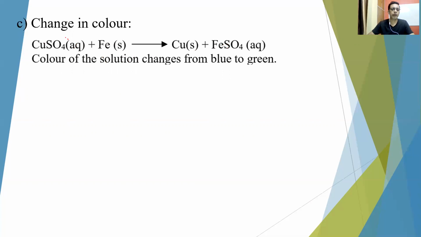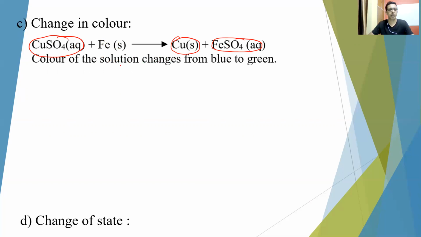So here this copper sulfate is blue in color and iron sulfate is green in color. As a result, the solution becomes green, and on the iron nail, copper, which is brown in color, will be deposited. So you'll get brown copper deposited on the iron nail which is taken. So this also is a physical change that accompanies a chemical reaction.